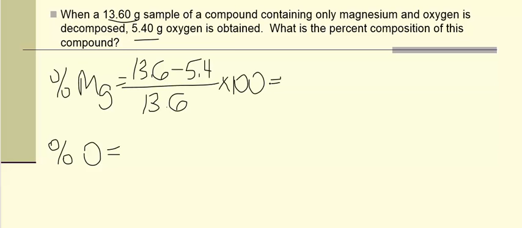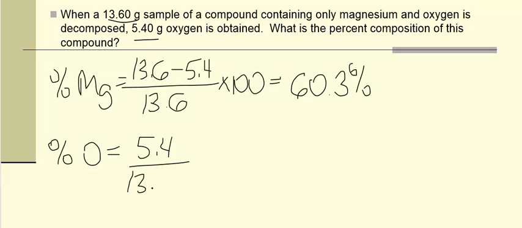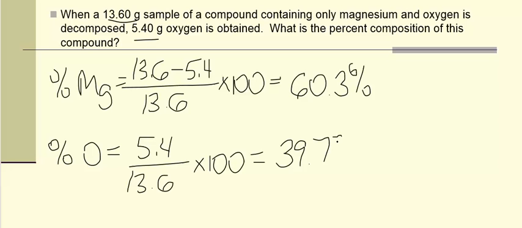So the percent magnesium is 60.3. For oxygen, I'm going to take the mass of oxygen, 5.4, divided by the total mass. So the percent oxygen by mass, 39.7.